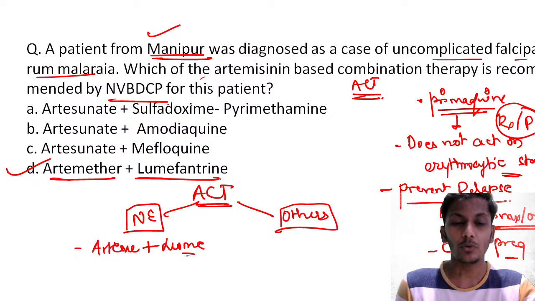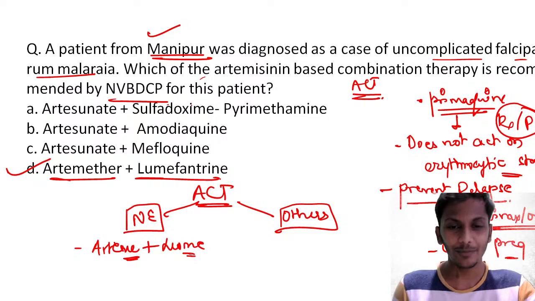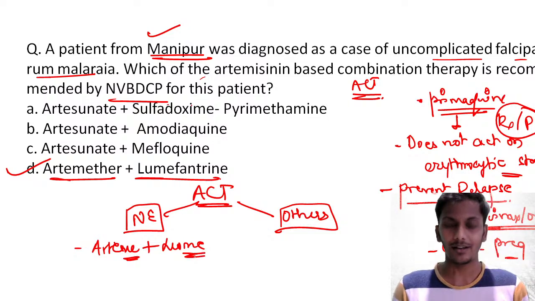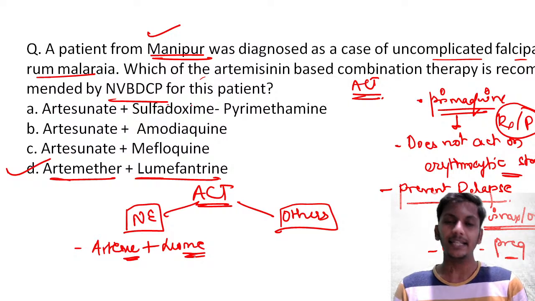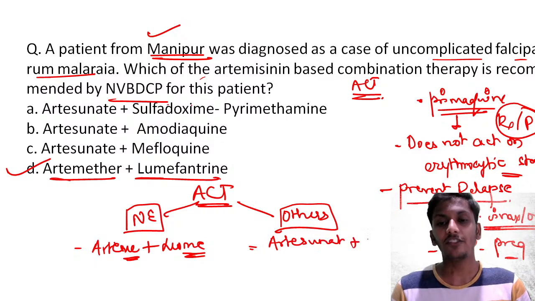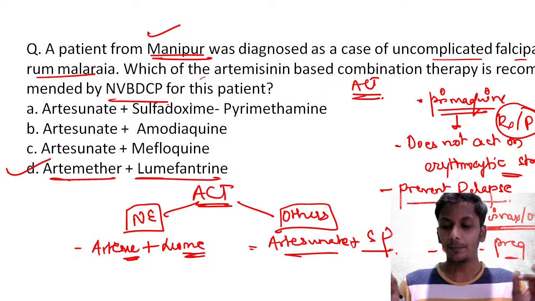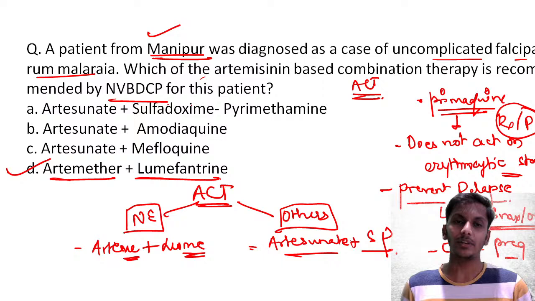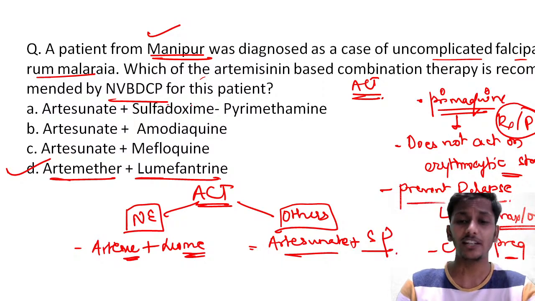And how to remember this? Both have 'me' in them. I'm not sure it would help you or not, but it can just ease up your recall. Artemether plus lumefantrine is the best ACT that can be used in cases of northeastern states. Whereas in other parts of the country, the preferred one is artesunate plus sulfadoxine pyrimethamine combination. I hope you have understood this.